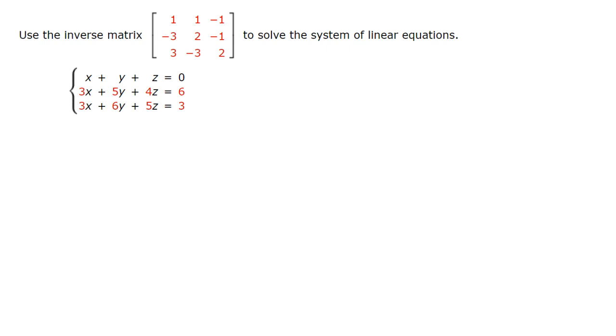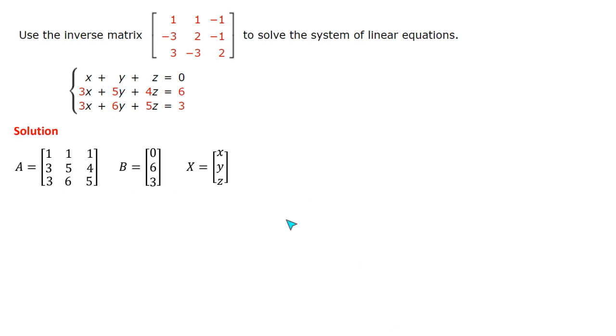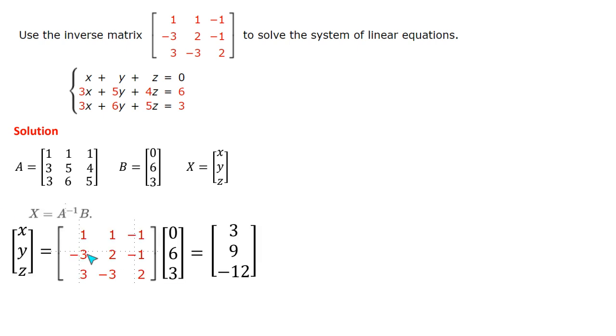This one here is a 3 by 3, and they already gave us the inverse, so we don't have to find it. We just set it up the same way. We take the inverse, which was given, and our constants 0, 6, 3, and we multiply. 1 times 0 plus 1 times 6 plus negative 1 times 3 gives us positive 3. Negative 3 times 0 is 0, 2 times 6 is 12, and negative 1 times 3 is negative 3, so we get 9. Then 3 times 0 is 0, negative 3 times 6 is negative 18, plus 6, we get negative 12.